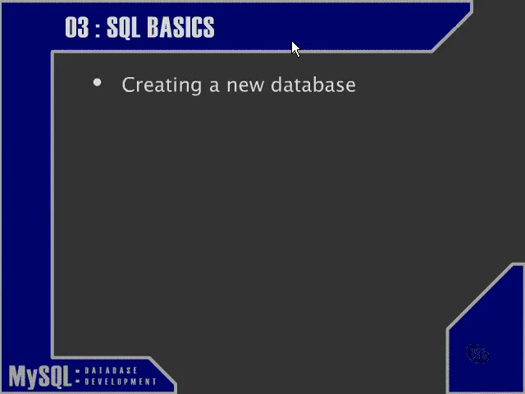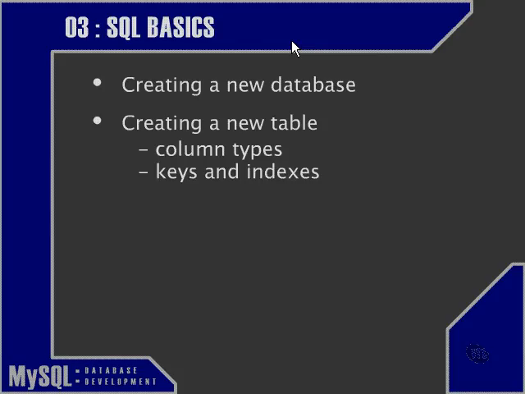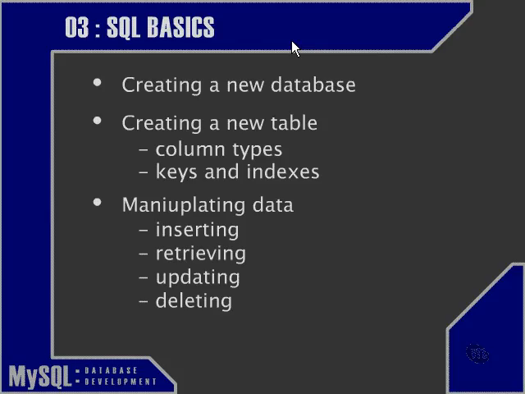First thing we're going to look at in this chapter is how to create a new database using SQL, and then how to create tables within that database. We're going to look at the different kinds of columns we can create within a table, and we're going to examine the use of keys and indexes in tables within our MySQL database. We're also going to look at different ways to manipulate data. We're going to be inserting, retrieving, updating and deleting different elements of data within our database. And finally, we're going to alter the structure of one of the tables that we've created.